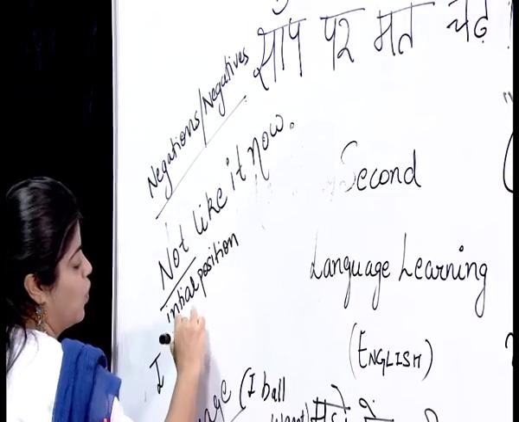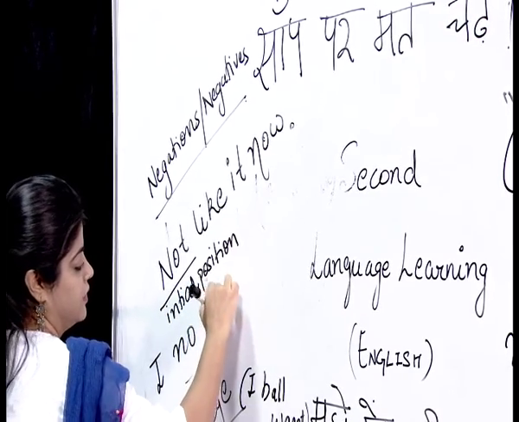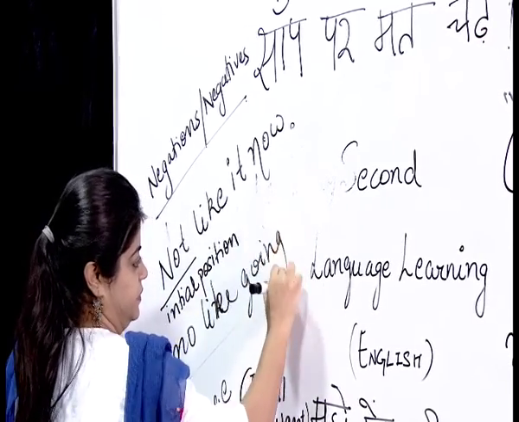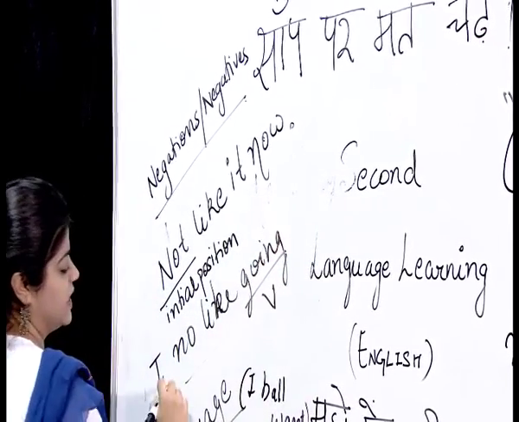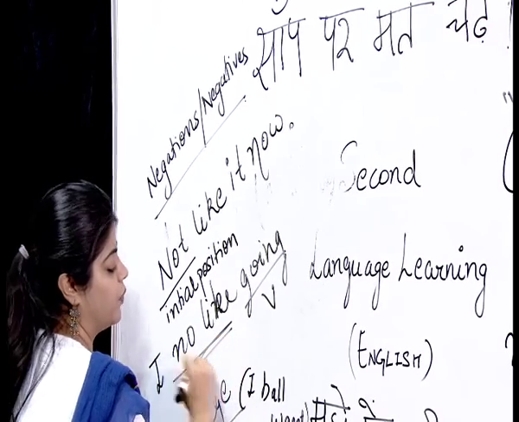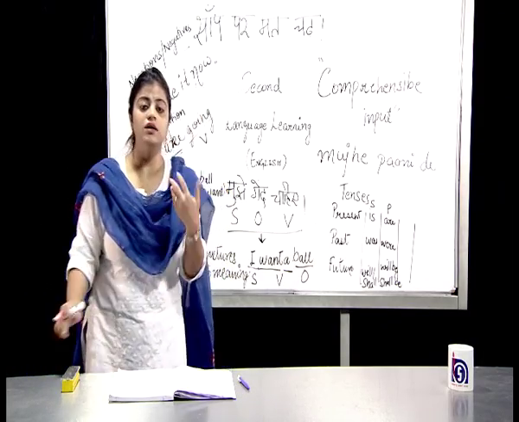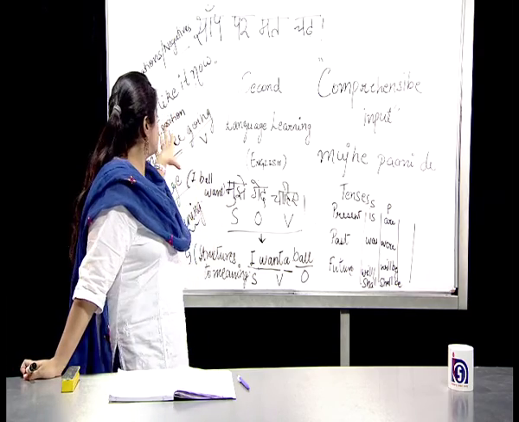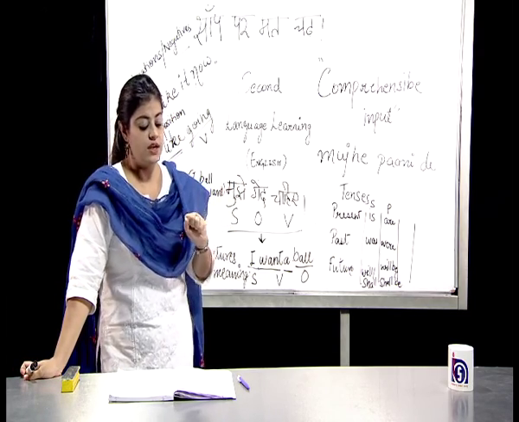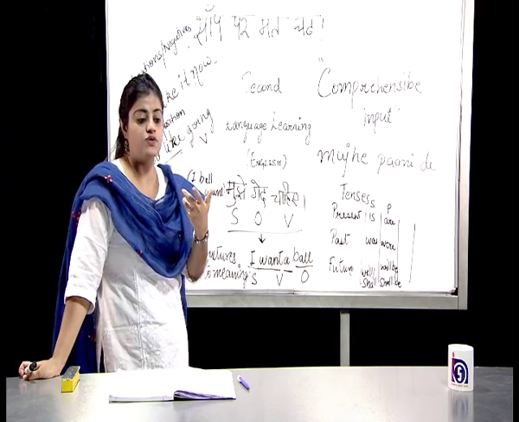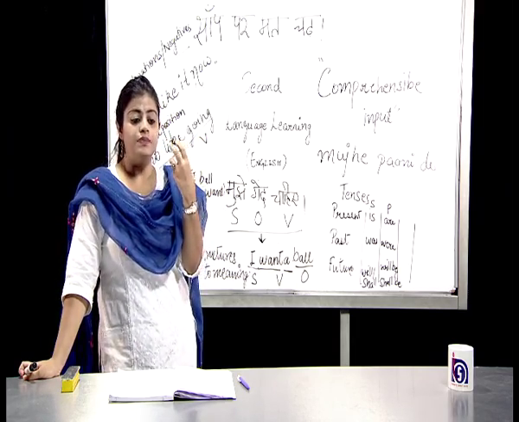Like, "I no going." Going is a verb and we are placing a negation in front of the verb. So that is another order that is followed when the learner learns about negation, how to use negatives.